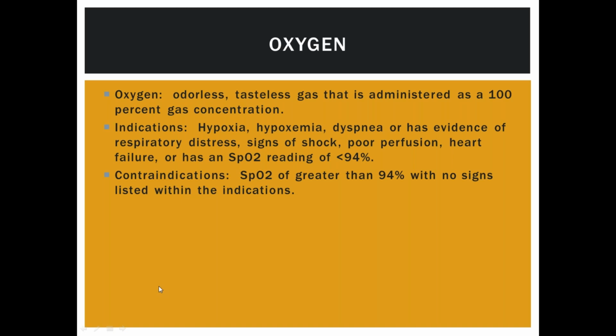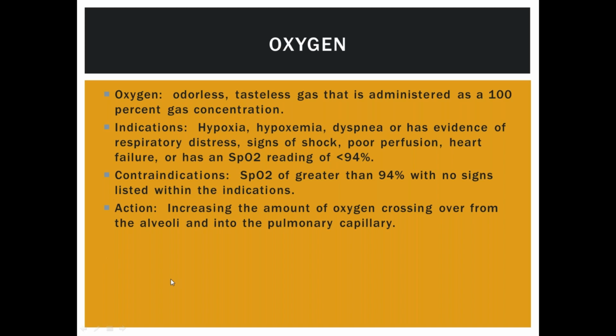So with contraindications for oxygen administration, again, this is all going to be pertaining to your protocol. But in most EMS textbooks, it's going to state that anytime you have an SpO2 of greater than 94% and no signs listed within the indications. So they're really starting to harp on that 94 to 99%, because if we are continuously blasting them with a substantial amount of oxygen, we can cause some negative consequences inside the body.